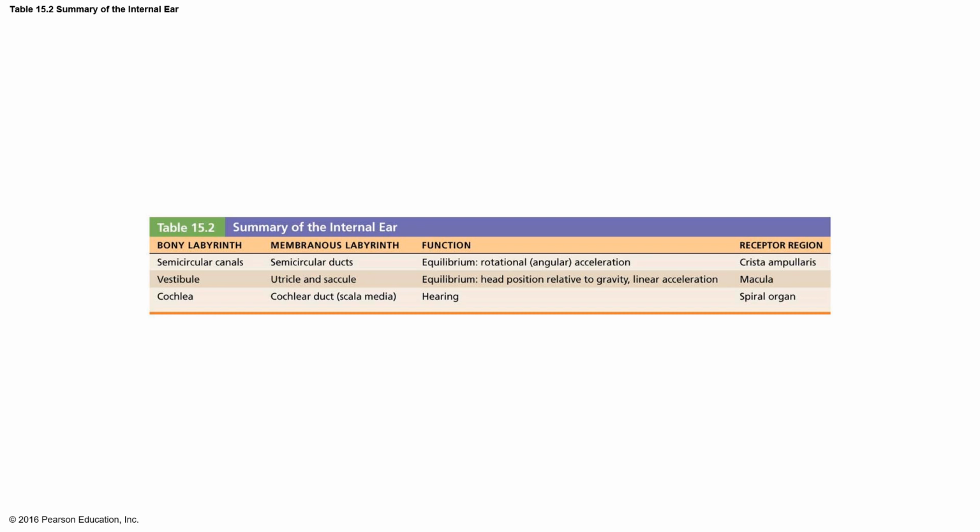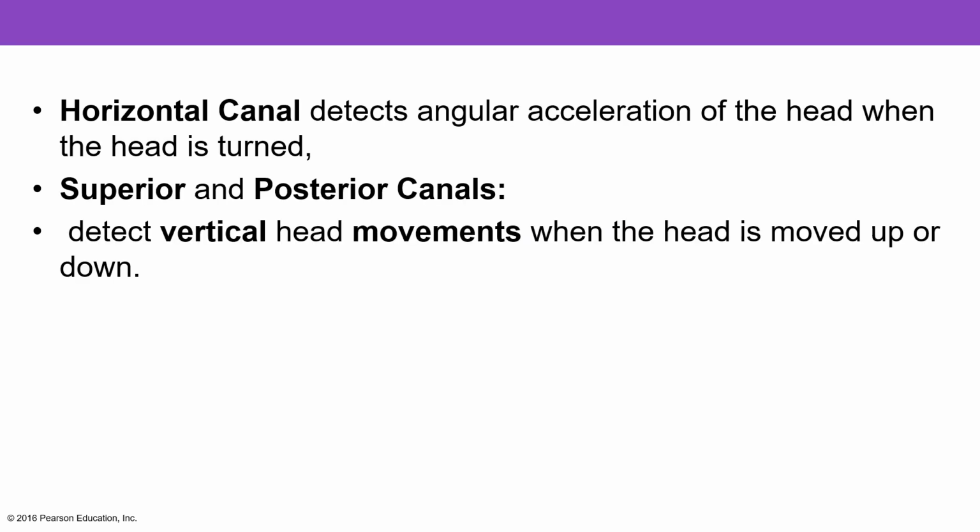Cochlea, it's hearing. Okay, so membranous labyrinth, cochlear duct, scala media. Function is hearing, and the receptor is the spiral organ. The horizontal canal detects angular acceleration of the head when the head is turned. Okay, so we're going to see superior and posterior canals detect vertical head movements when the head is moved up or down.